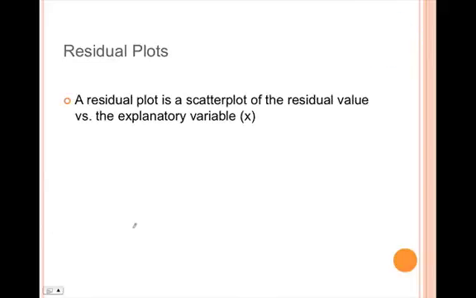I can make a graph of residuals. This is called a residual plot. A residual plot is a scatter plot of the residual values versus the explanatory variable x. So it's going to have x on the x-axis and residuals on the y-axis.